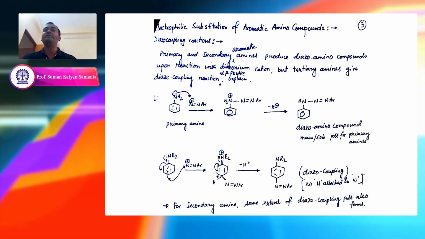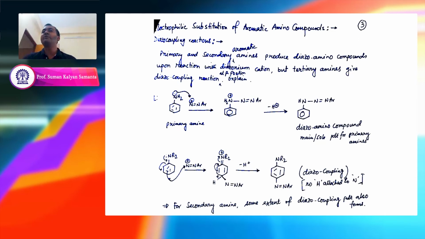Okay, so first let's see the primary amine. In primary amine, this nitrogen lone pair reacts with this nitrogen and then it forms NH2+ N double bond N Ar, and then one proton is lost, and you get benzene NH single bond N double bond N Ar.